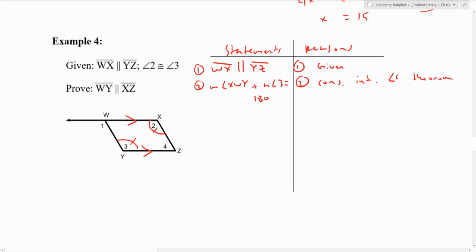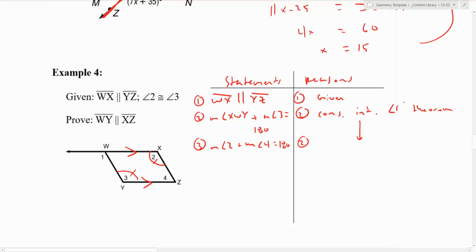And in the same way, the measure of angle 2 plus the measure of angle 4 equals 180. So in this case, we've got the same parallel lines that are given, WX and YZ, and they're cut by a different transversal, XZ, such that angles 2 and 4 are supplementary. And that's also the consecutive interior angles theorem. Okay, and that would be number 3.